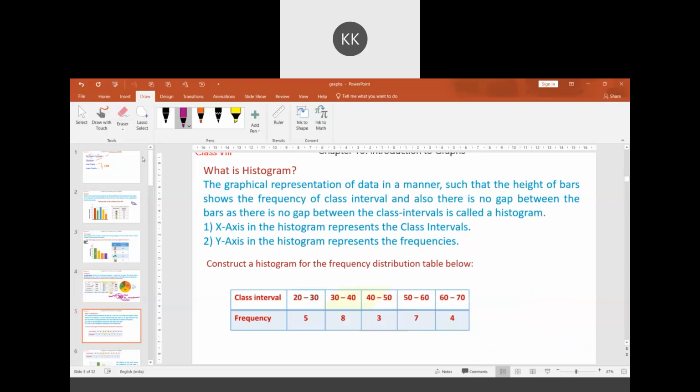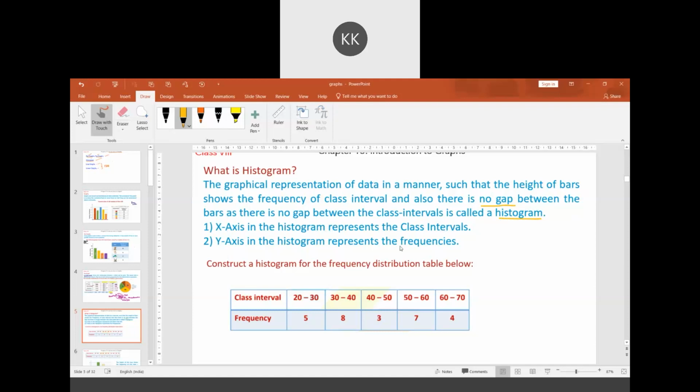There is a small difference between a bar graph and a histogram. A histogram is a general representation of the data in such a manner that the height of the bars shows the frequency of the class interval, and also there is no gap. This is very important. There is no gap between the bars. There should not be a gap between the bars. That is called a histogram.